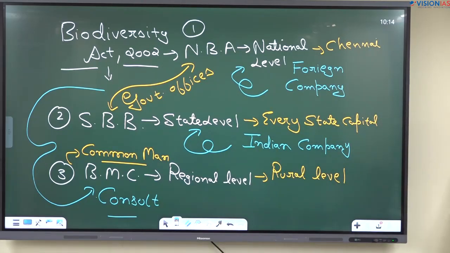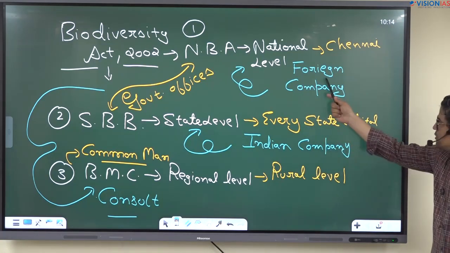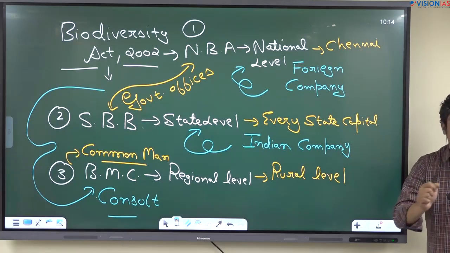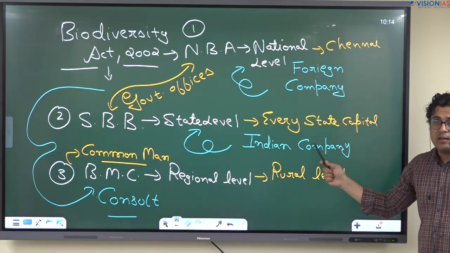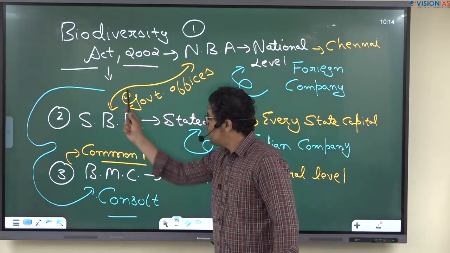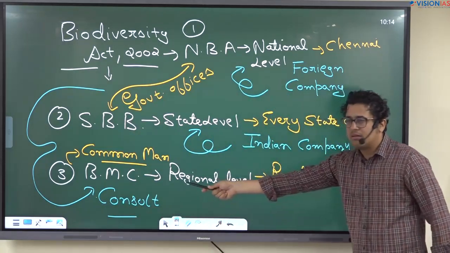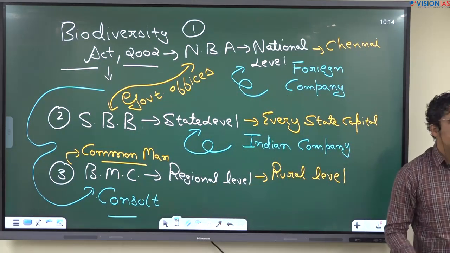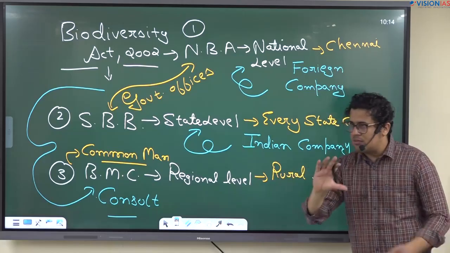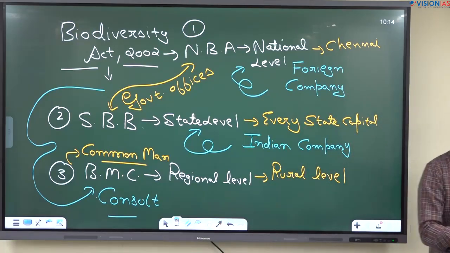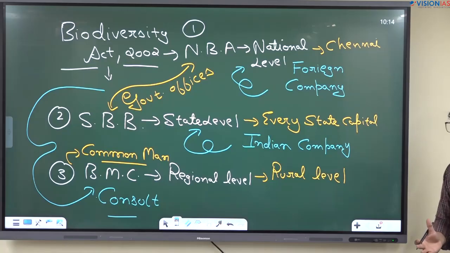So this is the hierarchy you have to understand. There is a national level organization and a state level organization. They come under government. They are responsible to give permissions for usage of resources. But they cannot give permissions directly unless they consult with the BMC, the locals. So you can see that this organization has decision making power, but consultation needs to be done with them. This is how the act works, this is the provision of the act.